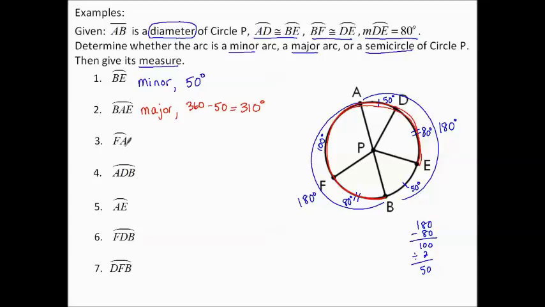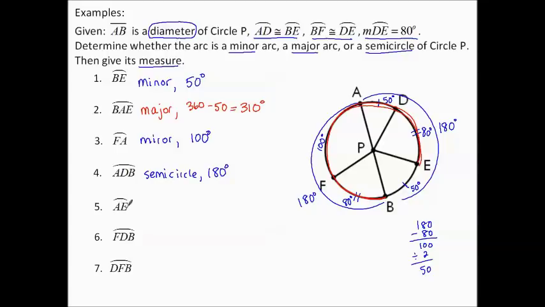FA, arc FA, from F to A. This arc right here already says 100 degrees. Done. Oh, but what kind of arc is it? Minor arc, because it's only 100 degrees, less than halfway around the circle. Arc ADB. Well, arc ADB, that's exactly halfway around the circle, so that's a semicircle, and halfway is 180 degrees, as it says in the picture.